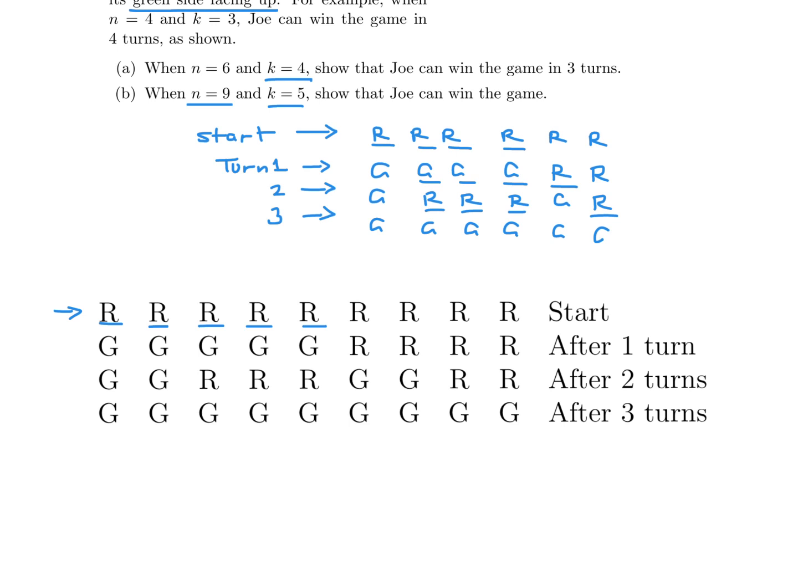And then they'll flip over the next one, 1, 2, 3, 4, 5, so the middle 5. And then finally you're going to flip over this guy, this guy, this guy, this guy, and that guy. So as you can see, very similar to what we did up here. The only difference is now it's n equals 9 and k equals 5. So that's all there is to this question, really.